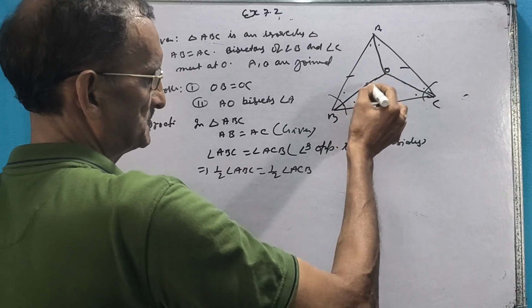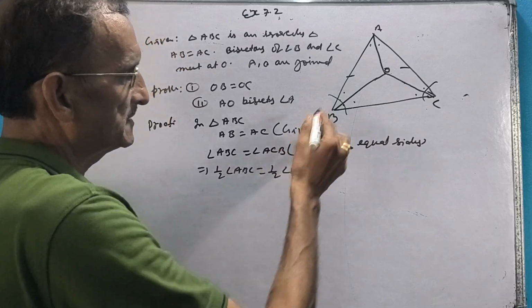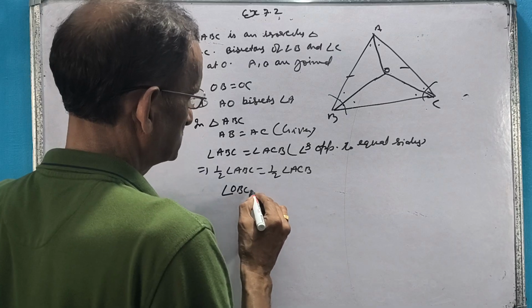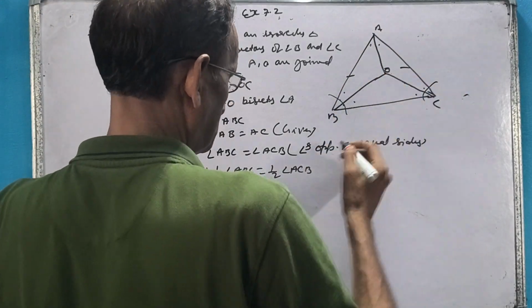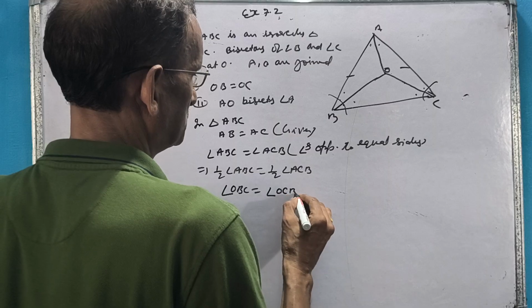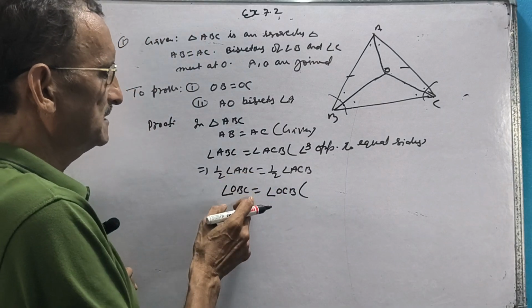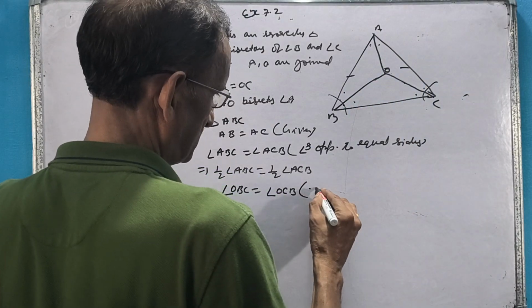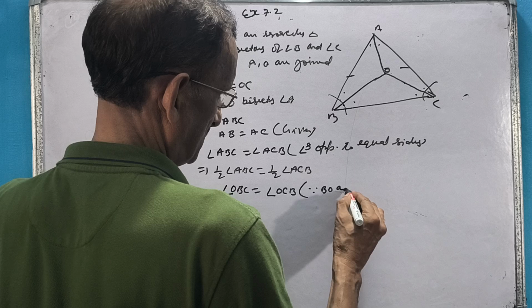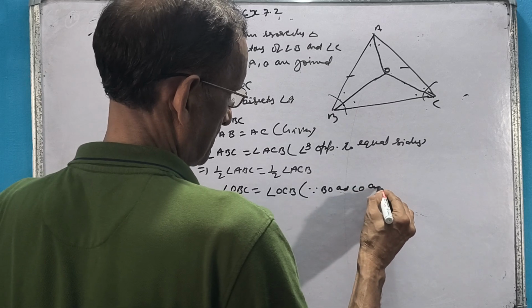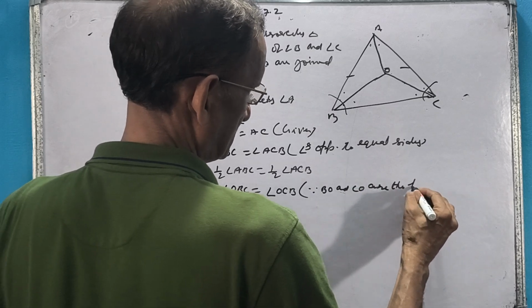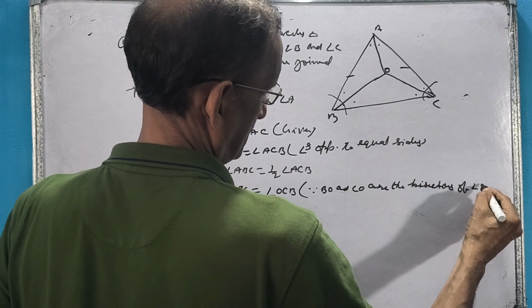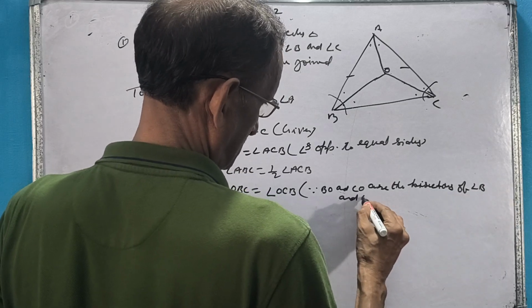Half of angle ABC could be this or this, but we need OBC. What is half of angle ABC? It is angle OBC. And what is half of angle ACB? Angle OCB. Why is half of angle B equal to angle OBC? Because BO bisects angle B and CO bisects angle C. You should write here, since BO and CO are the bisectors of angle B and angle C.